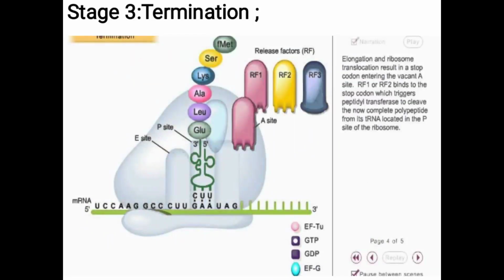Termination in translation of DNA occurs when the ribosome encounters a stop codon, UAG, UAA, or UGA, in the A site. Upon stop codon recognition, release factor 1 and release factor 2 promote the hydrolysis of the ester bond in the peptidyl tRNA in the P site, leading to the release of the complete protein and termination of the protein synthesis.